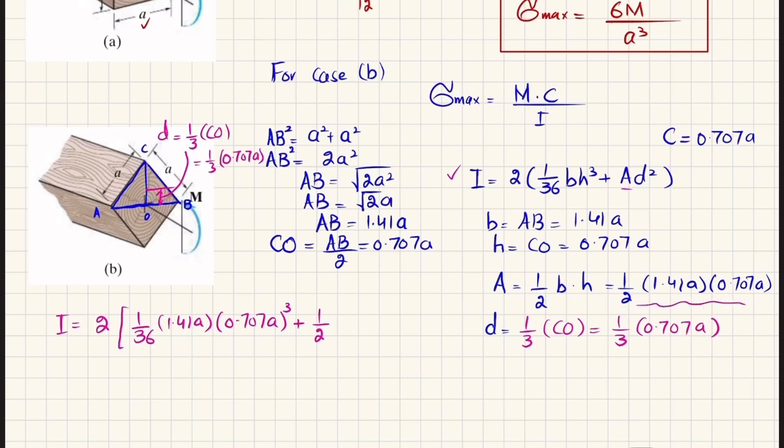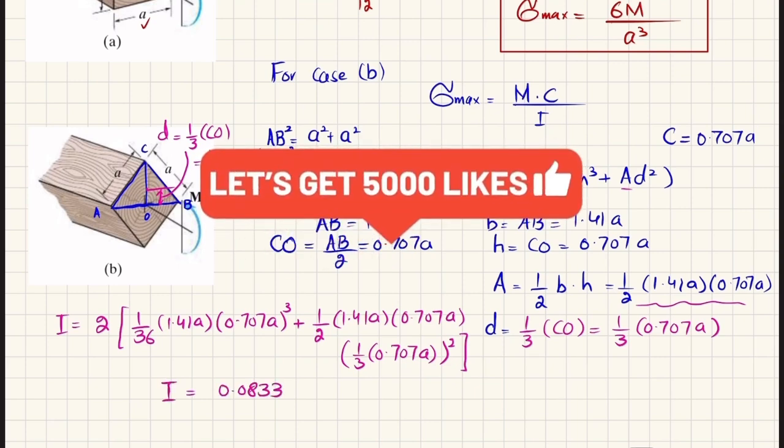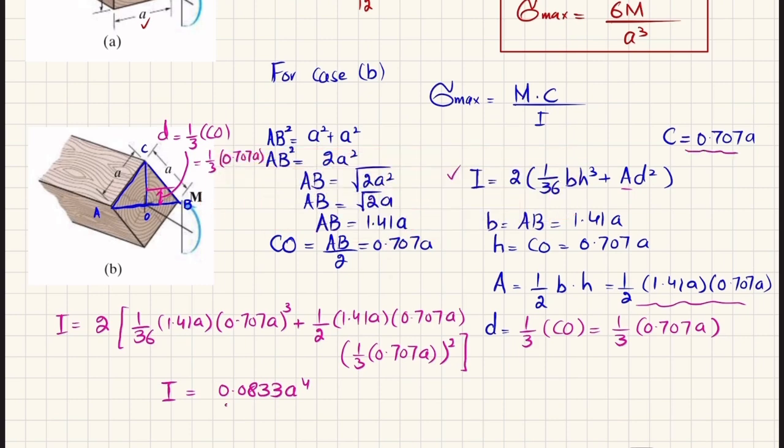We have calculated the area: 1 over 2 into 1.41 A into height 0.707 times A, into D square. So D is 1 over 3 into 0.707 A, whole square. So when you calculate this I, it will be equal to 0.0833 A power 4.